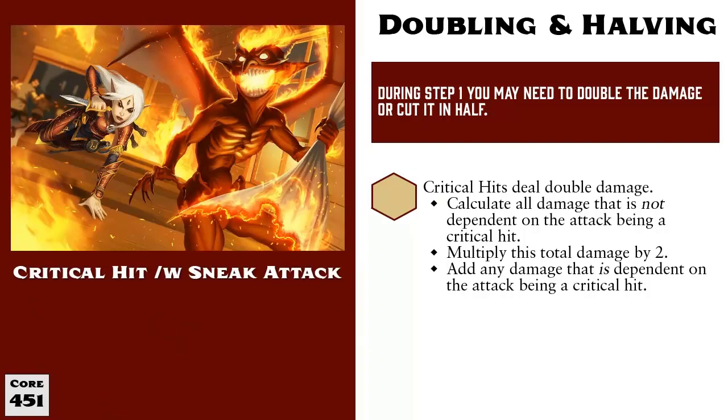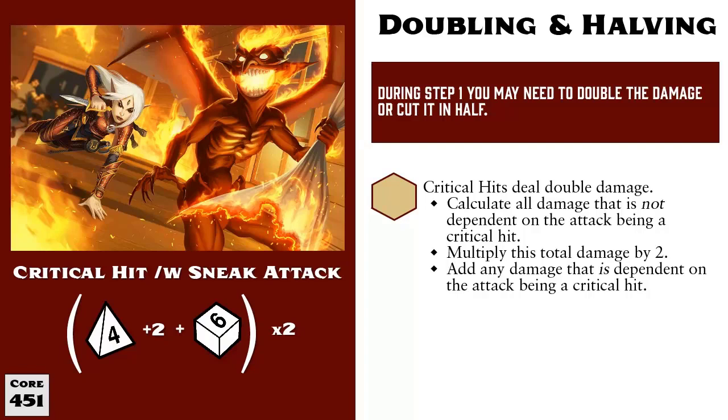Next, let's consider a rogue using their dagger to sneak attack someone. Again, we'll say they have a +2 strength modifier and their sneak attack deals 1d6 damage. If this rogue scores a critical hit with a sneak attack, the damage would be the dagger's usual 1d4 +2 plus 1d6 for the sneak attack, and then that entire total is doubled. Because sneak attack damage is not dependent on there being a critical hit, it does get doubled.